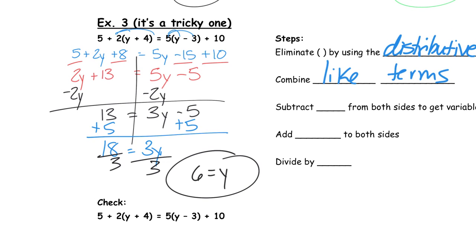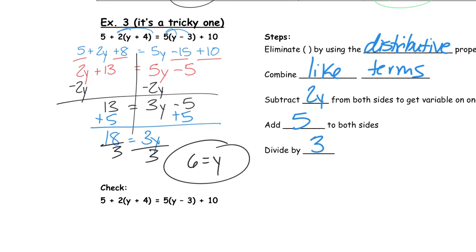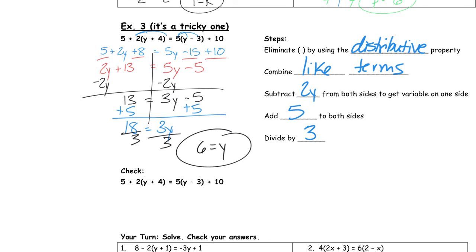So let me go fill in some blanks real quick. So we first combined like terms. I then subtracted 2y from both sides. We then added 5 to both sides. And then we went and divided by 3. So those were the rest of those fill in the blanks. So distribute, combine like terms, then go back to what we just learned today, get the variable on its own side, then do a two-step equation. It's kind of like 5 steps. That's what I consider it.